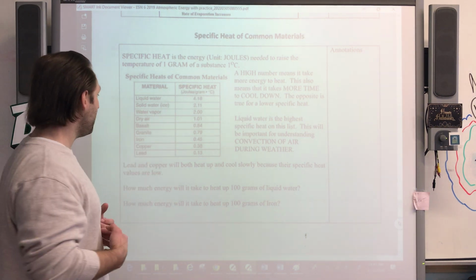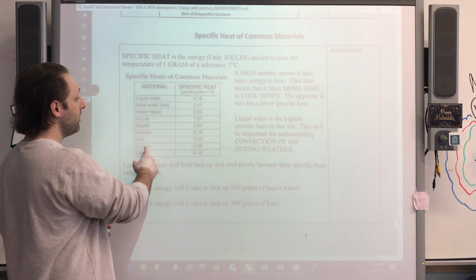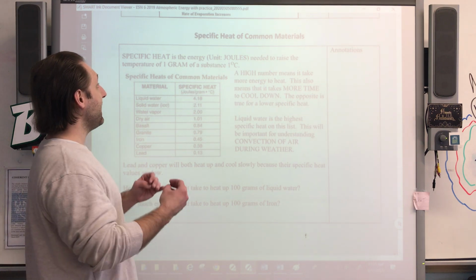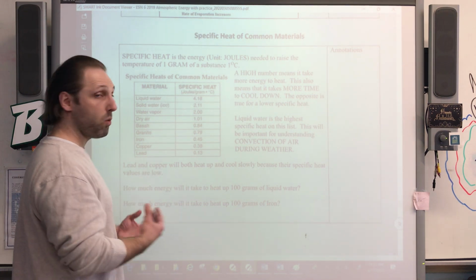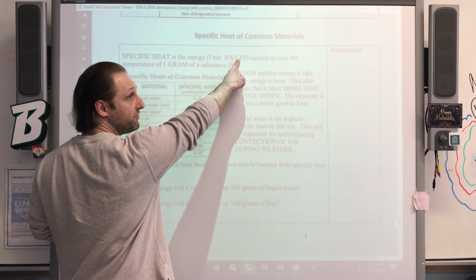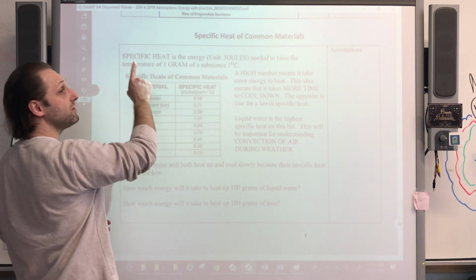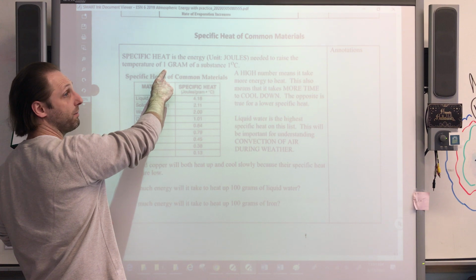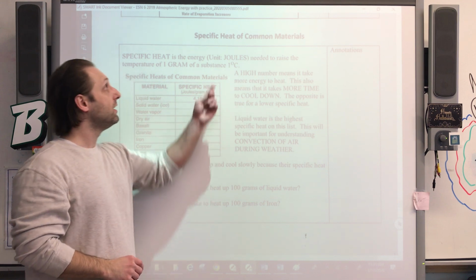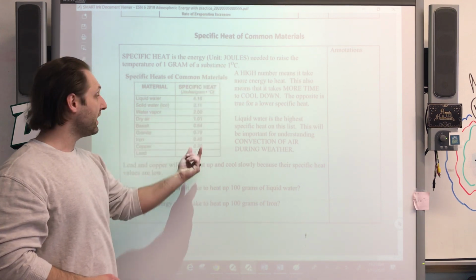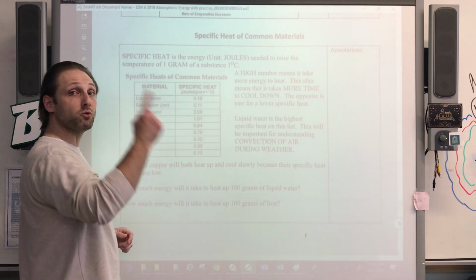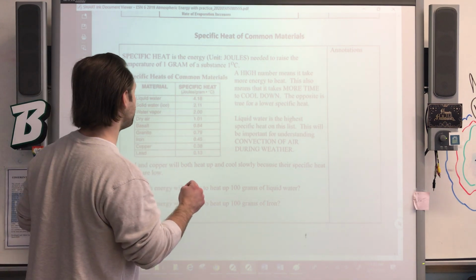So we probably all know what copper is. Copper in a solid state requires 0.38 joules of heat to raise 1 gram of copper up 1 degree C. So it takes very little heat energy of joules to raise 1 gram of copper 1 degree C. If you need to, rewind that and listen to that one more time.